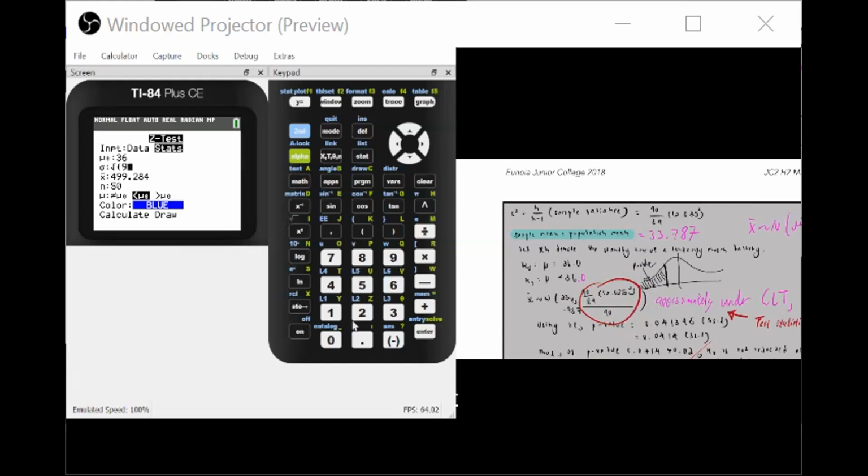Okay, let me do it this way. 90 multiplied by 12.035. Then you close the bracket and then you divide by, what's the denominator? 89. Then close the bracket. Is this part clear? The square root? Yeah. Don't divide by 90, okay? Enter. And then you get x bar is what? 33.787. Okay.